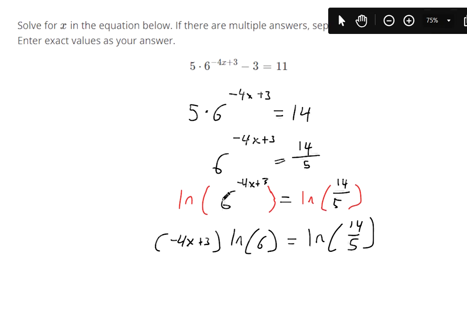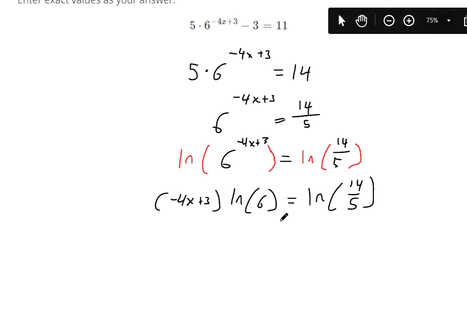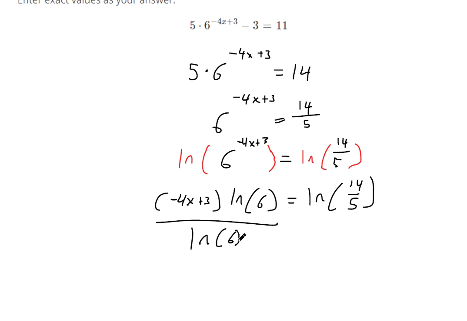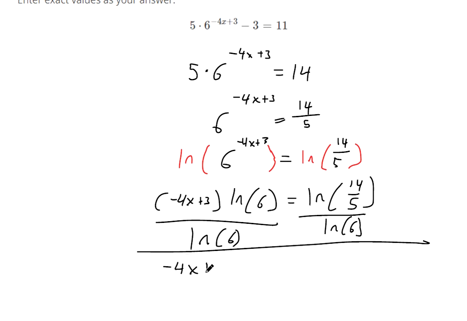Okay, trying to get x by itself. So let's divide this natural log 6 from both sides to get rid of it on the left. So you get negative 4x plus 3 equals... now when you're dividing two logarithms that have the same base... wait a second, never mind. No, okay, we just got to leave it like that. Kind of yucky. Natural log 14 over 5.